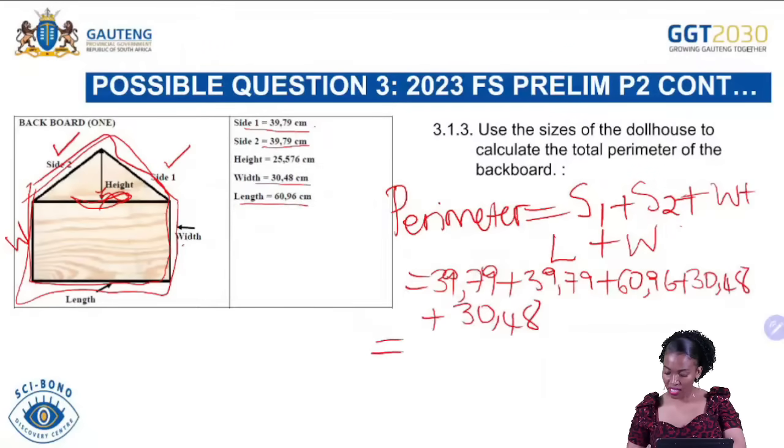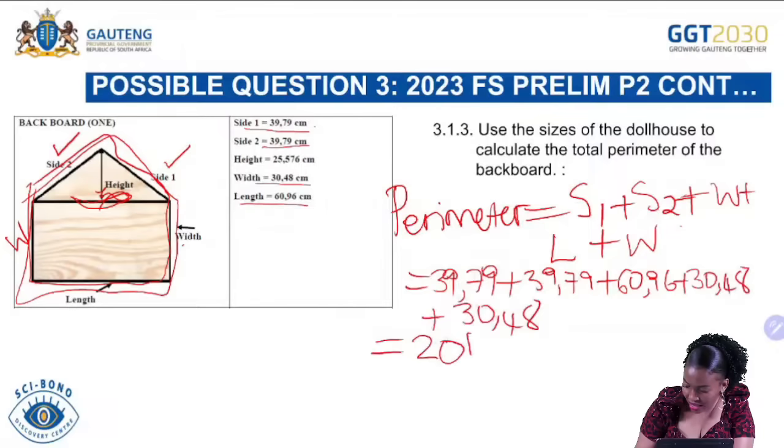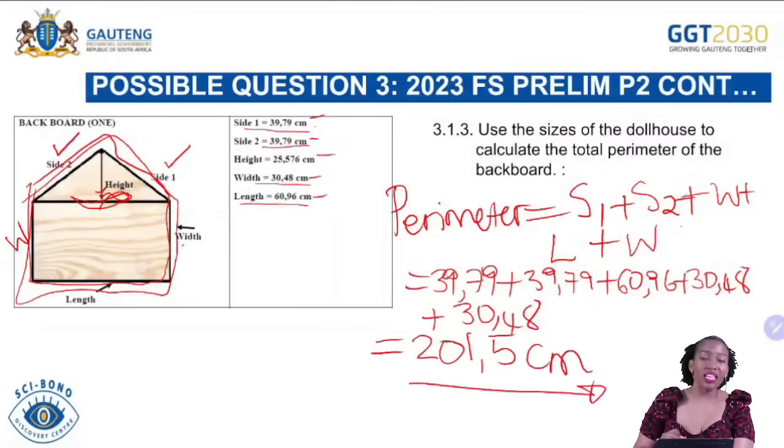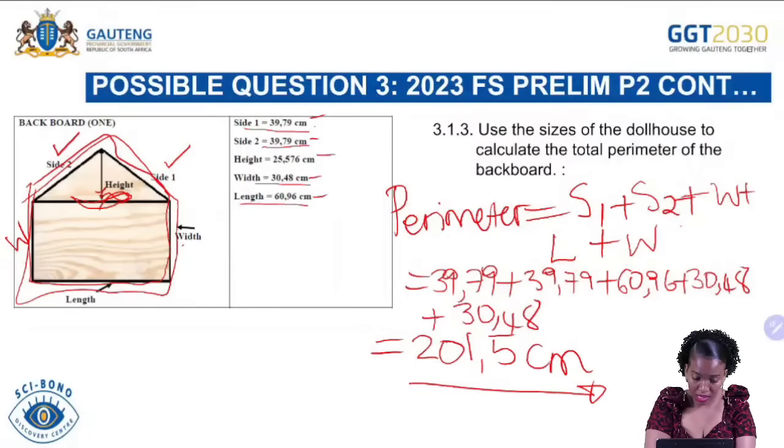And then you take out your calculator, you punch 39.79 plus 39.79 plus 60.96 plus 30.48 plus 30.48, and then you get the answer of 201.5. And remember, because we're working with centimeters, it means our answer would be in centimeters. Remember, with perimeter, you can't square or cube. The answer is strictly in centimeters or meters or millimeters, in single units.